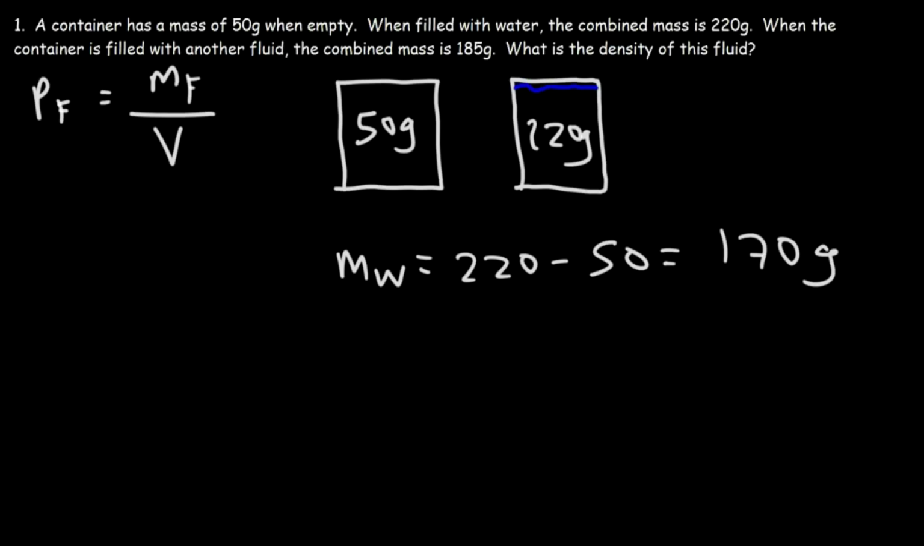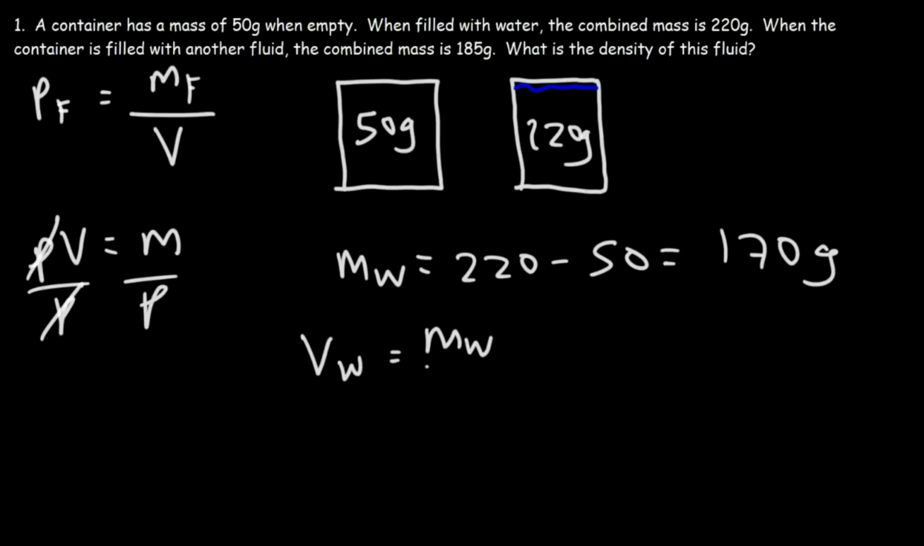Now, because we know the mass of water, we can calculate the volume of this empty container. But how can we do that? Density is mass over volume. If you multiply both sides by V, the density times the volume is equal to the mass. So to calculate the volume of water, we need to divide by the density, represented by the symbol rho. So the volume of water is going to be the mass of water divided by the density of water.